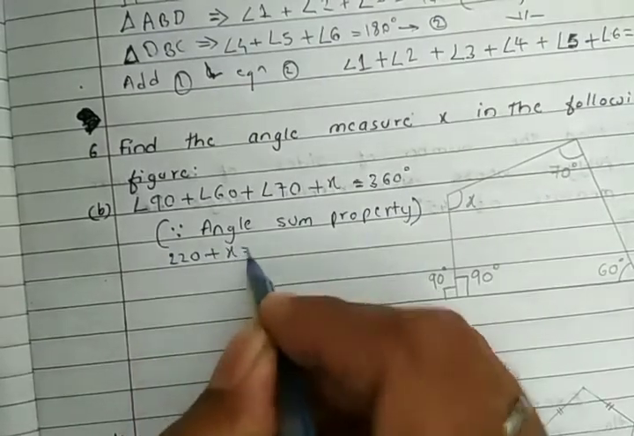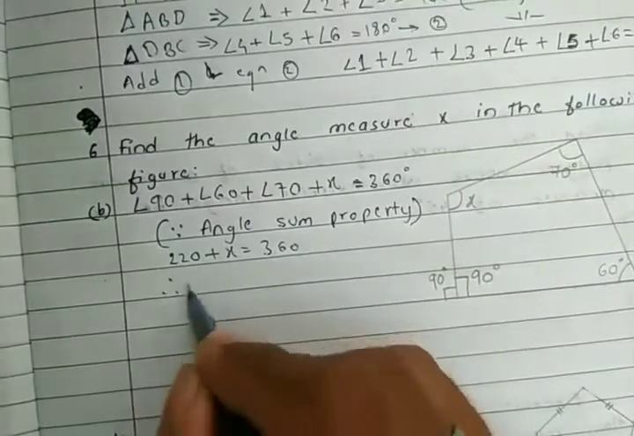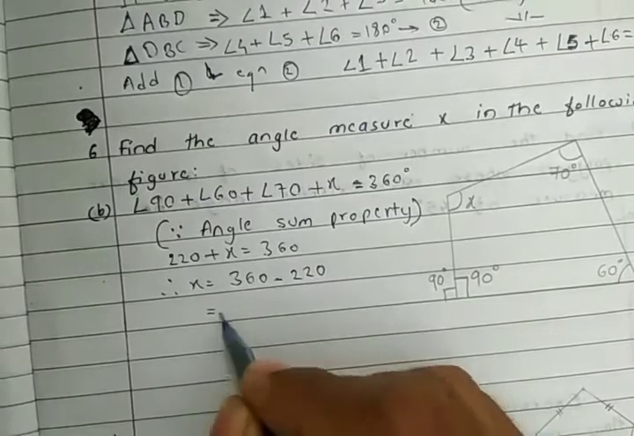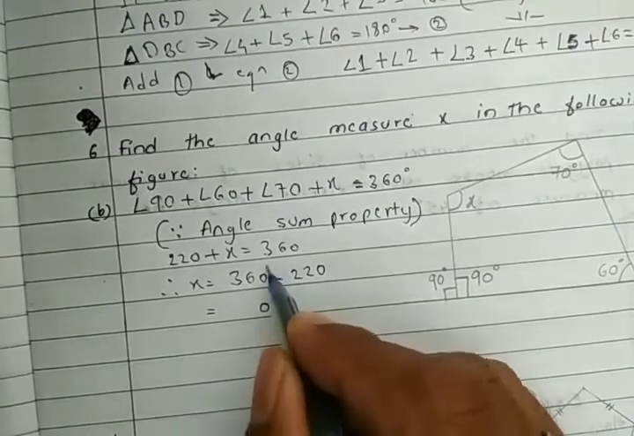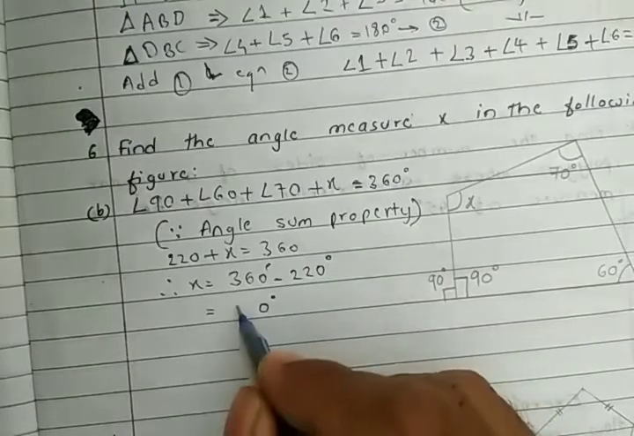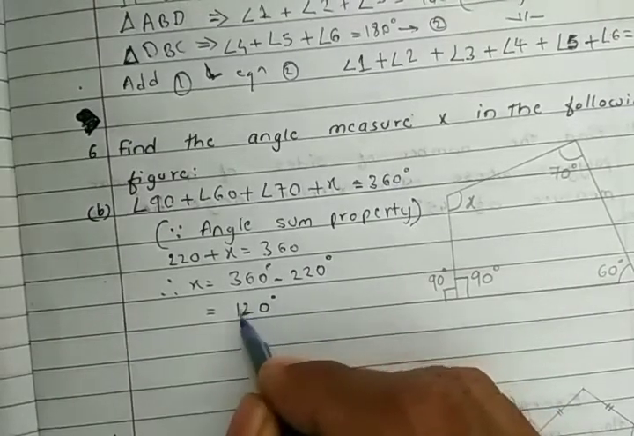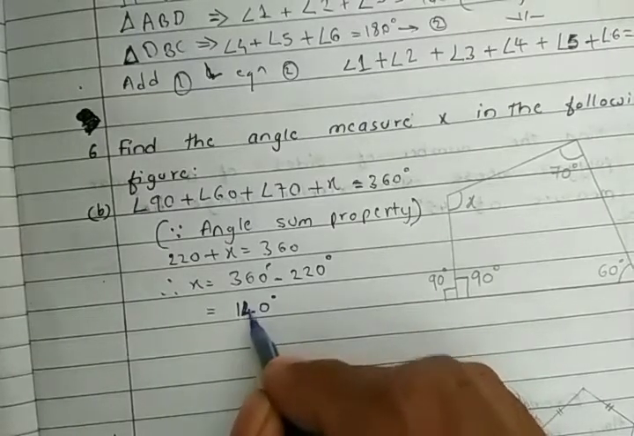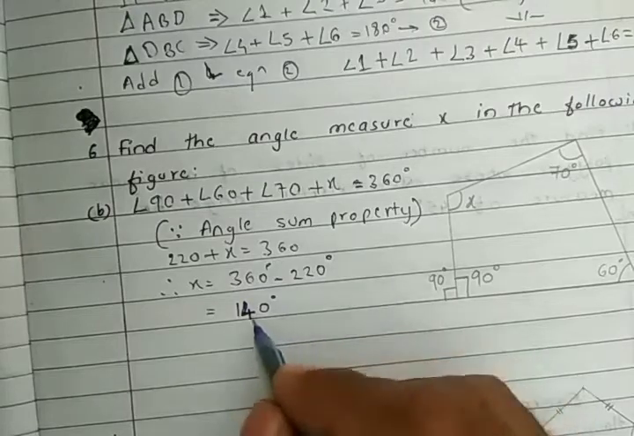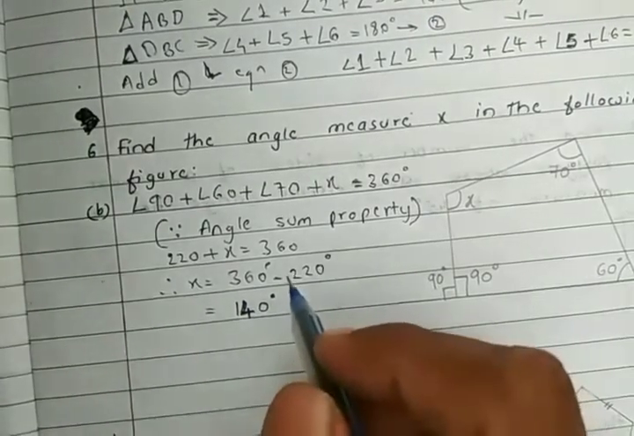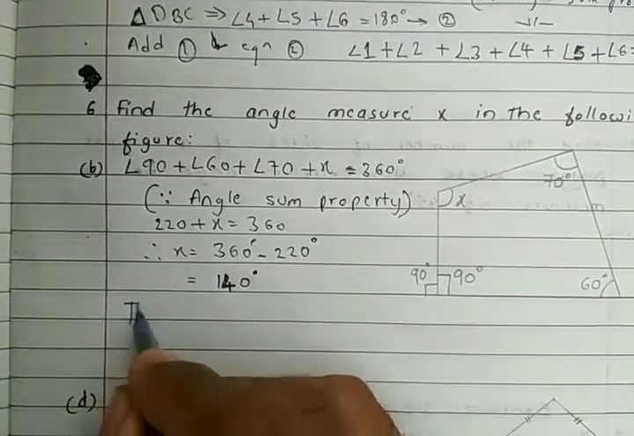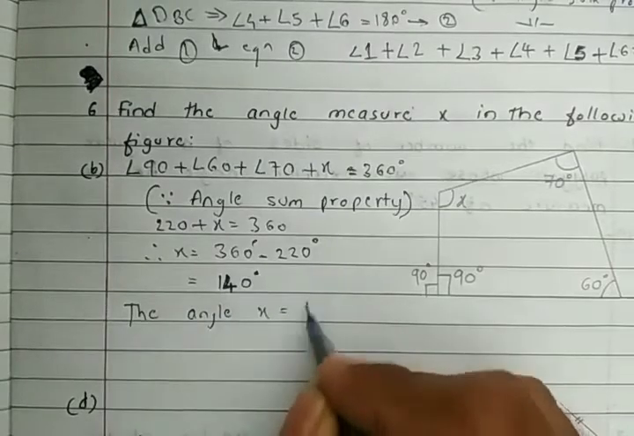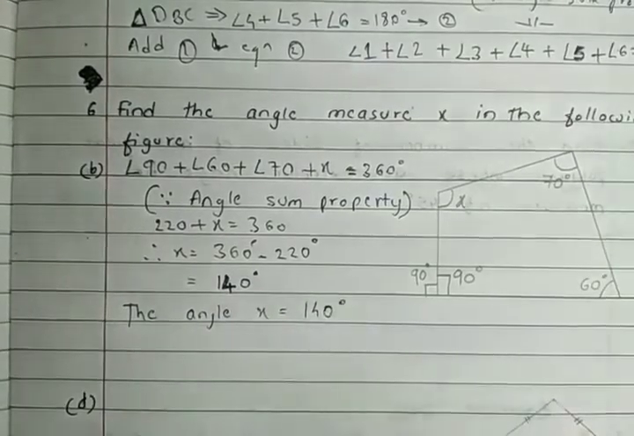220 plus x equal to 360. Therefore, the value of x equals 360 minus 220. How much does it come to? All these are in degrees. Okay. It comes around 120 degrees. Sorry, 140 degrees. 360 minus 220 is 140 degrees. The angle x equals 140 degrees.